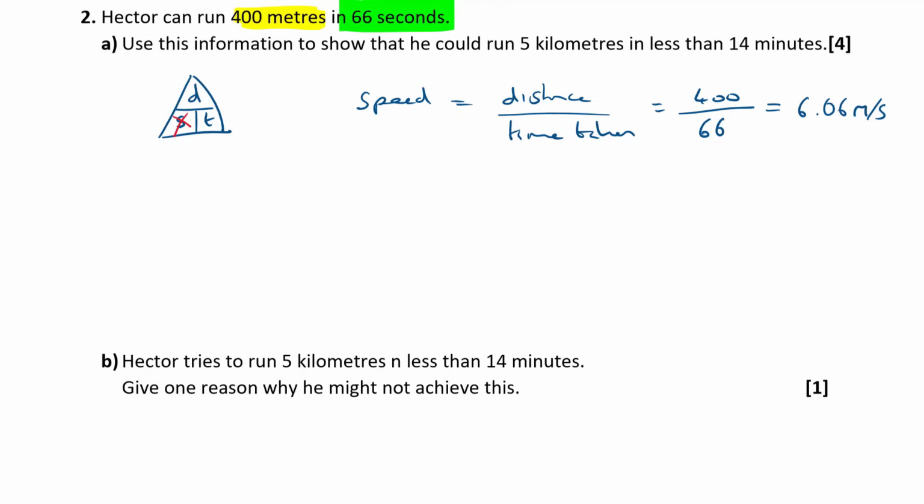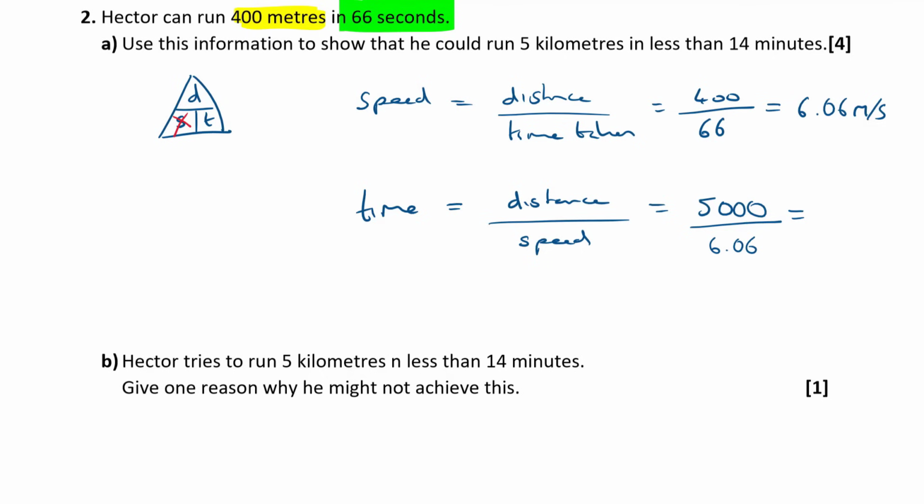So then I want to find out time. So coming back to my triangle, if I covered up time, then it would be distance over speed, isn't it? So that's my next calculation I'm going to have to do. So time is equal to distance traveled over average speed. Okay, so now the distance is 5 kilometers. My speed though is in meters per second, so I'm going to convert that 5 kilometers to 5,000 meters and then divide it by 6.06.